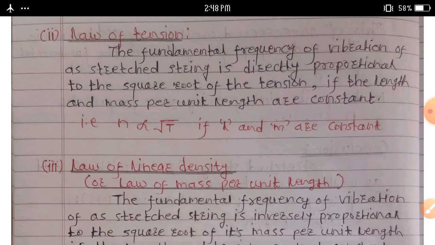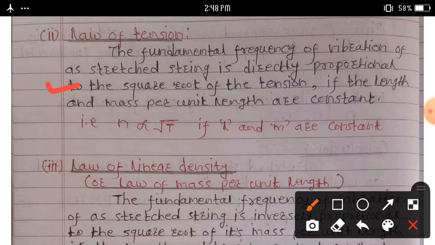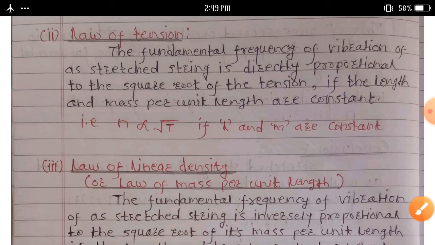Then we consider the second law of a vibrating string, the law of tension. Statement: the fundamental frequency of vibration of a stretched string is directly proportional to the square root of the tension if the length and mass per unit length are constant. The fundamental frequency of vibration of a stretched string is directly proportional to the square root of the tension.